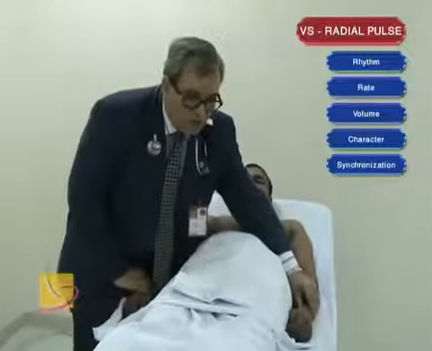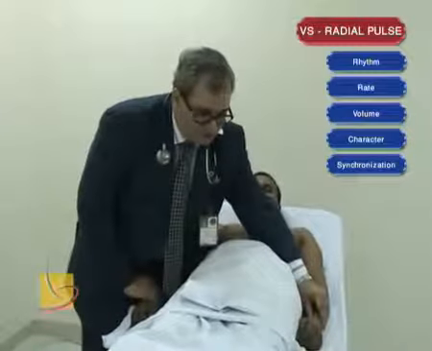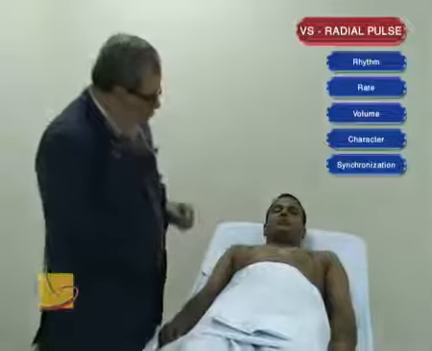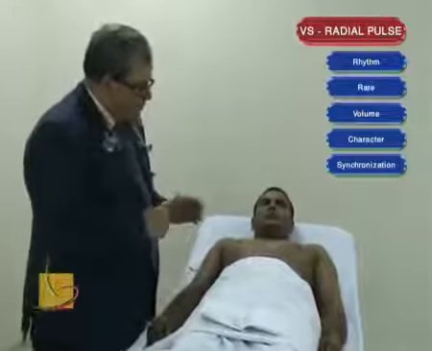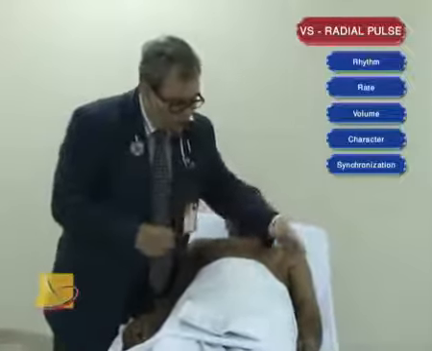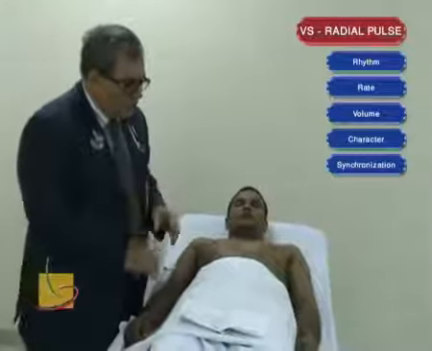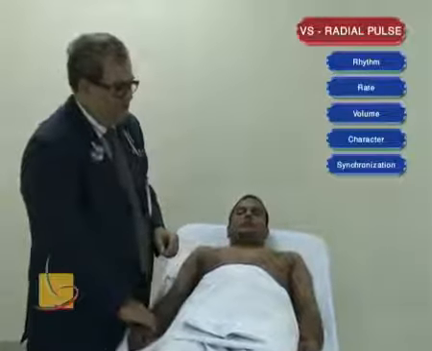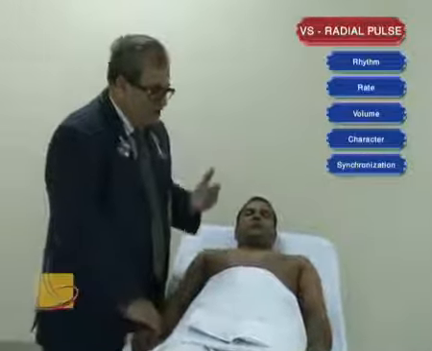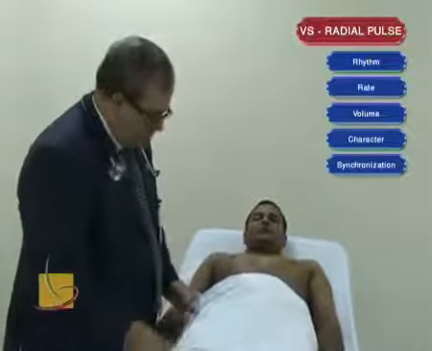We have to compare the pulse volume in the 2 sides to see if the pulse volume is equal or not in the 2 sides. Another point of synchronization is what is called radio-radial synchronization. What I finished is radio-radial synchronization. There is another form of synchronization, which is radiofemoral synchronization. Radiofemoral synchronization, the relation between radial artery pulsation and the femoral pulsation, is done in this way.